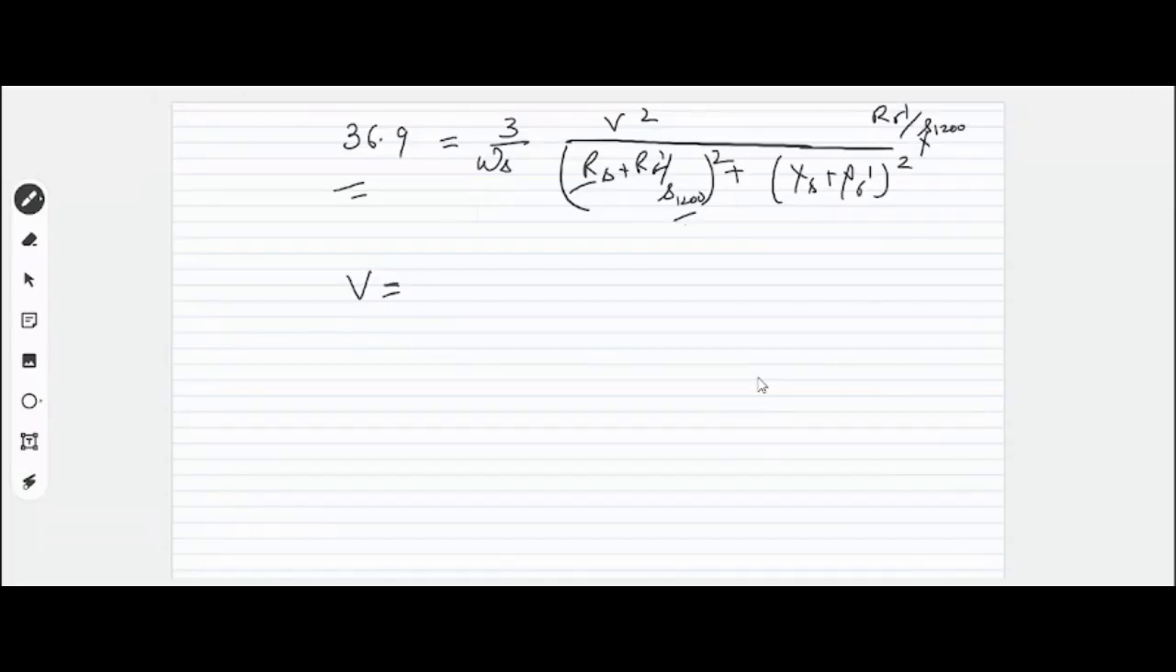Yes, 253 volts will be the answer. We need to apply that much voltage to run our motor at 1200 rpm such that it generates the torque of 36.9 Newton meter. I guess it is very clear to the class.